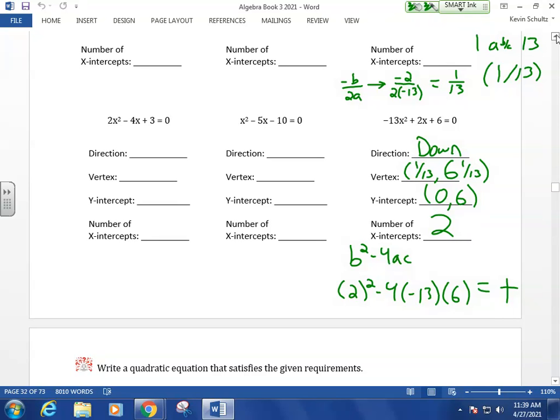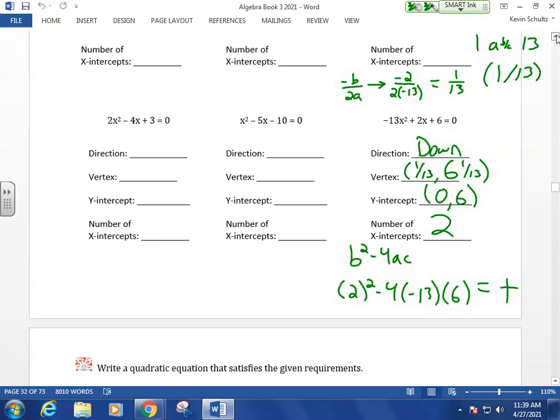Yeah? On the test, will you be allowed to use a calculator? You will be allowed a calculator on this test. That would just be viciously cruel to have you calculate a vertex of 1/13 and 6 and 1/13 without a calculator. Not even I'm that mean. Oof.